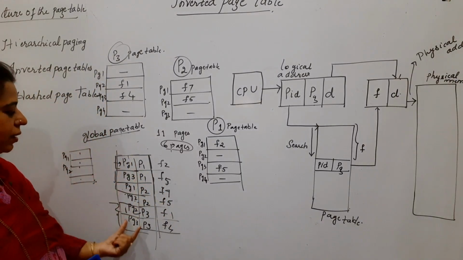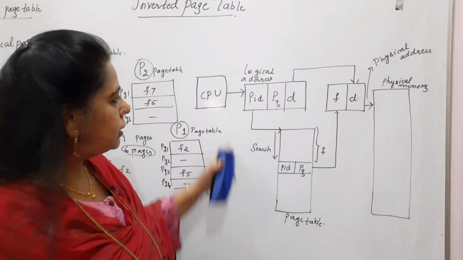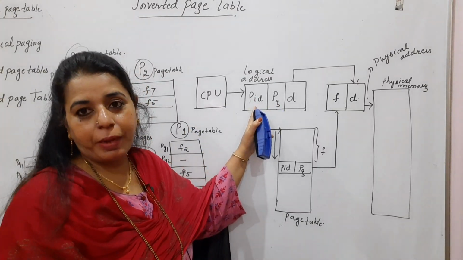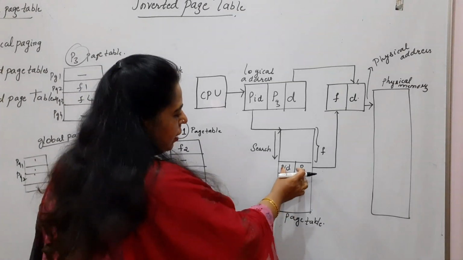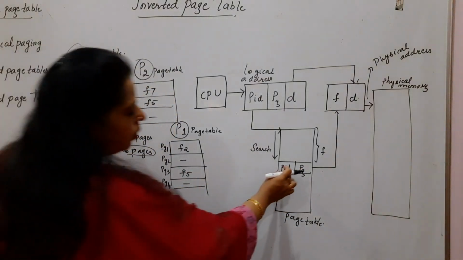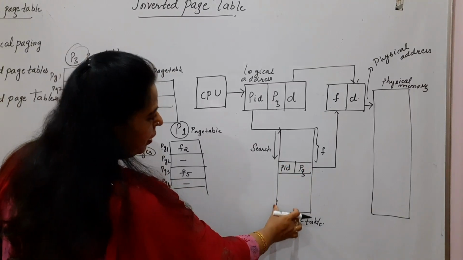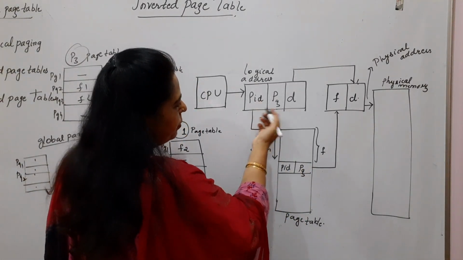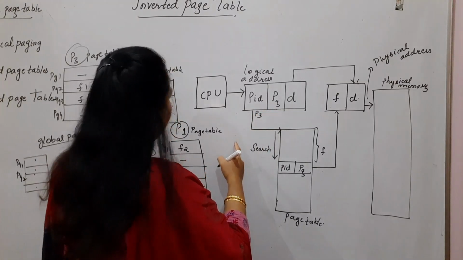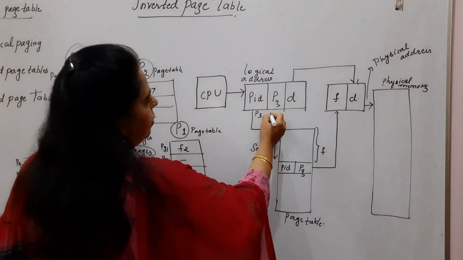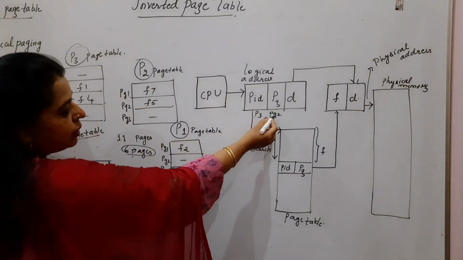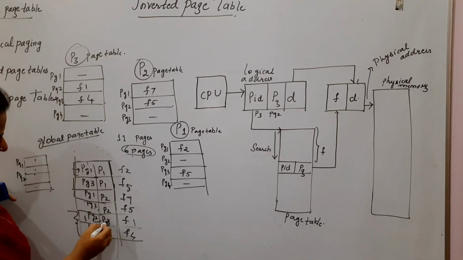Always you are going to make a search with respect to these two entries only. The CPU generates a logical address. Now this time it is not just the page number but also the process PID. That's why in the page table we are storing PID and PG for every process. Then you search that particular entry. Suppose process P3 is generating a logical address for page PG2, then this entry P3 PG2 is searched. P3 PG2 is here. It is present in frame 1.